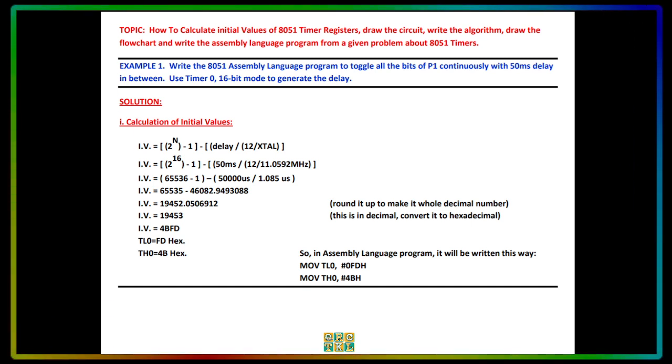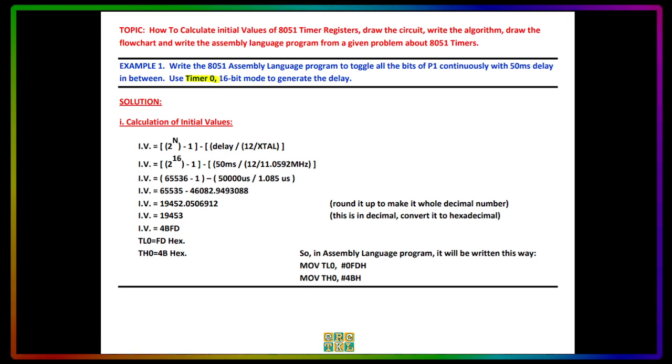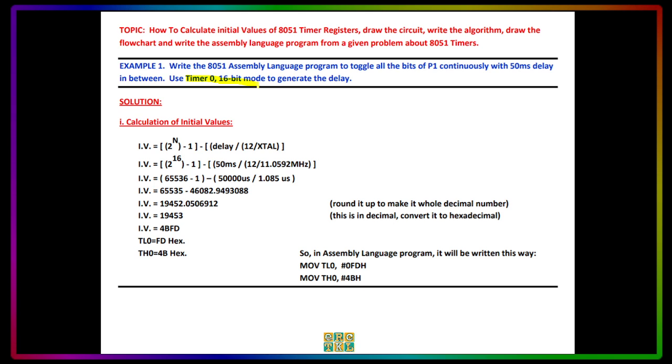First of all, there are two timers that we can use, timer 0 and timer 1. As you can see here, the given in the question is timer 0. Also, we need to identify what is the mode that we will be using. Are we using mode 0, which is 13-bit, mode 1, which is 16-bit, mode 2, which is 8-bit, and mode 3, which is split mode. So it's clear here that the problem says 16-bit mode to generate the delay. Therefore, this is mode number 1.